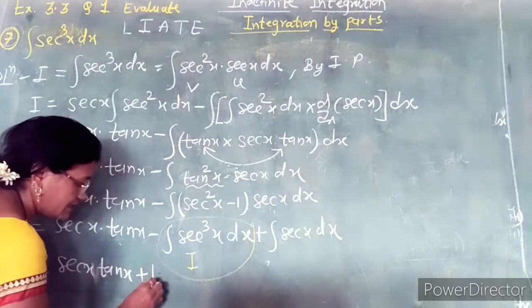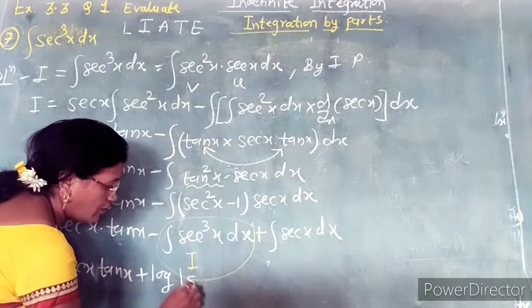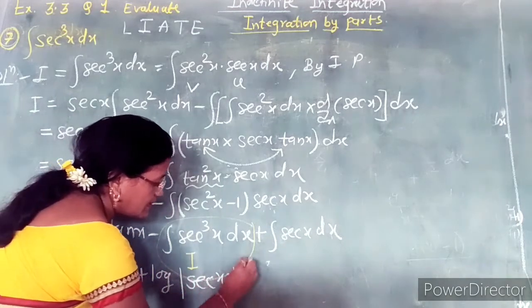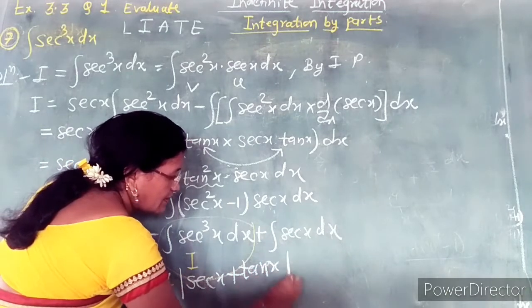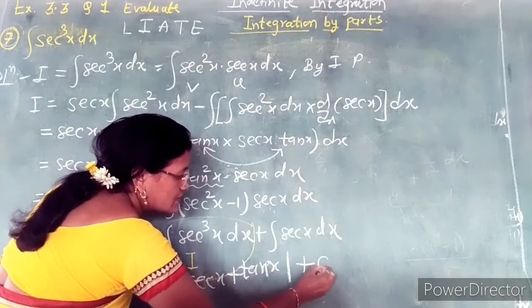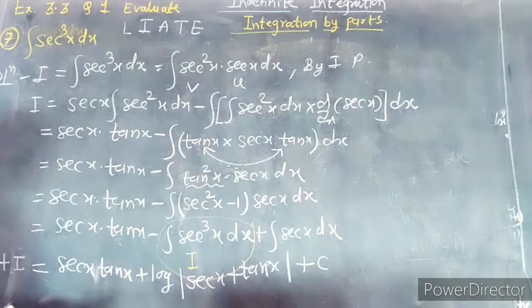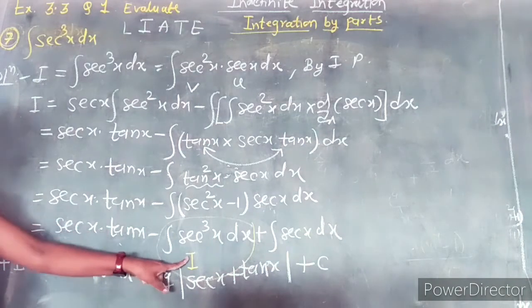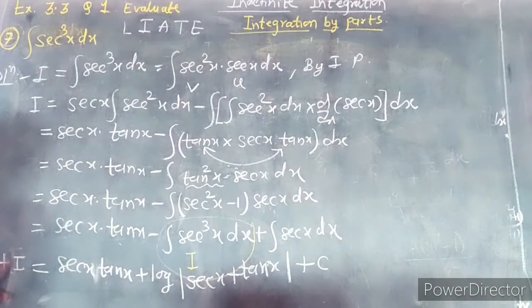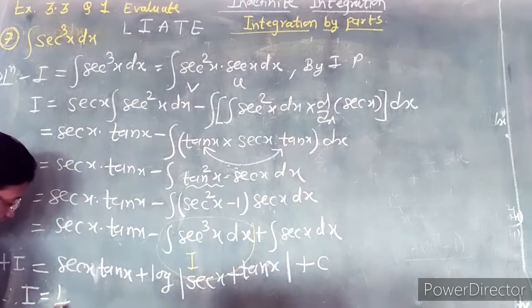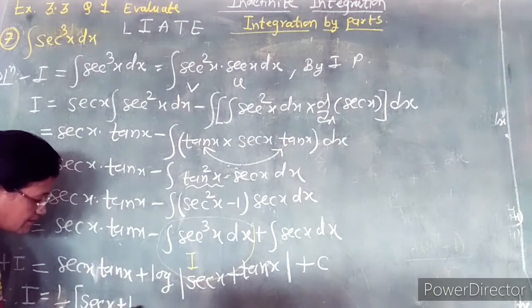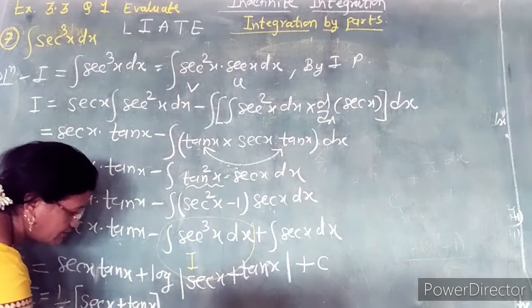What is the integral of sec x? That is log of mod of sec x plus tan x. And then we find here the constant of integration, that is small c. For the left side, after shifting of I, this I plus I becomes 2I, and therefore the value of I becomes, as we take this addition as 2I and from this the 2 is shifted, so we get the final answer, 1 by 2 times sec x tan x, that is the first term.